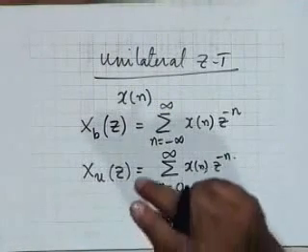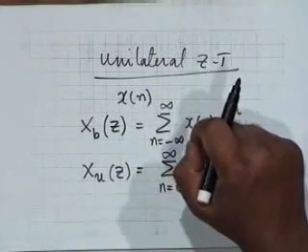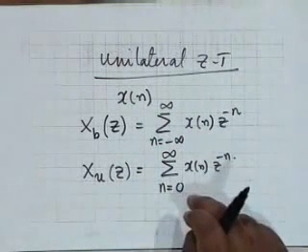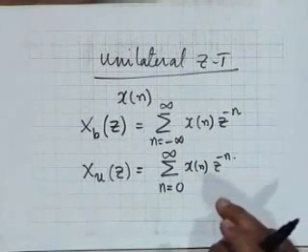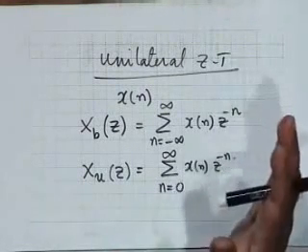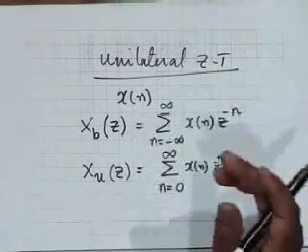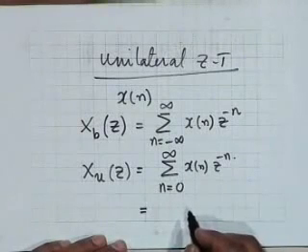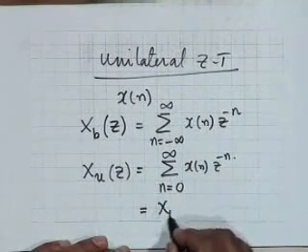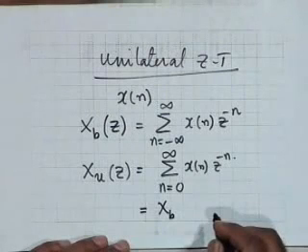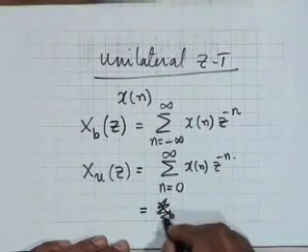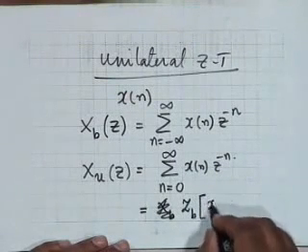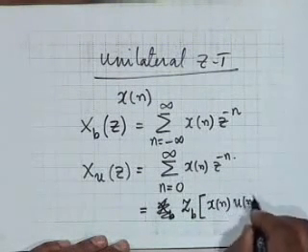It does not mean that x of n is a one-sided signal. It does not mean that x of n starts at n equal to 0. It only means that you ignore all samples of x of n prior to n equal to 0. In other words, X_u of z is the same as, no, I beg your pardon, is the same as the bilateral Z transform of x of n u of n. Is the point clear?